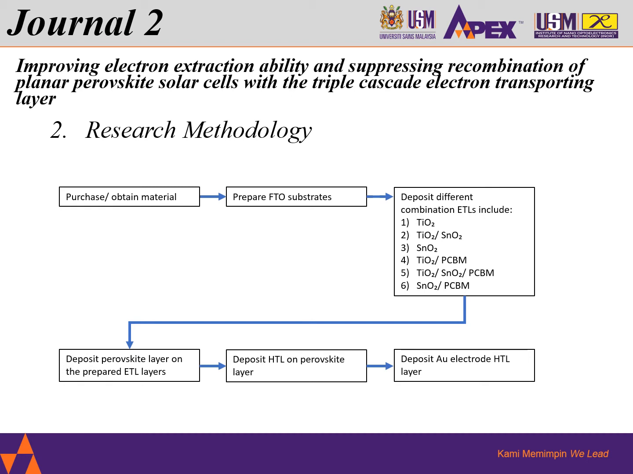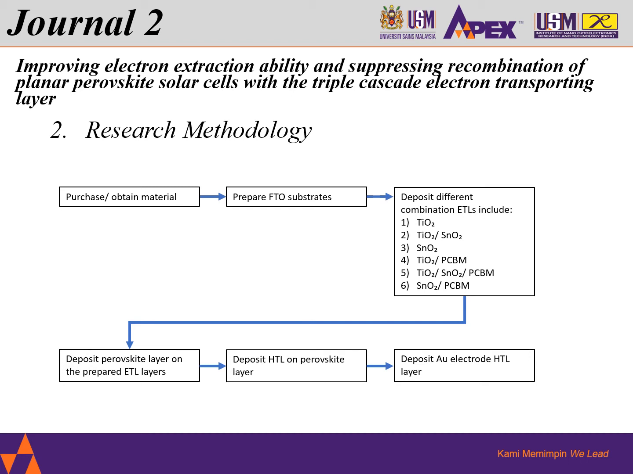So the first one is the one with bare TiO2, and the second one is TiO2 combined with SnO2. The third one is only SnO2. The fourth one is TiO2 combined with PCBM. The fifth one is TiO2, SnO2, PCBM, which is the one we are talking about, the triple cascade ETL. And the last one is the SnO2 and PCBM combination.